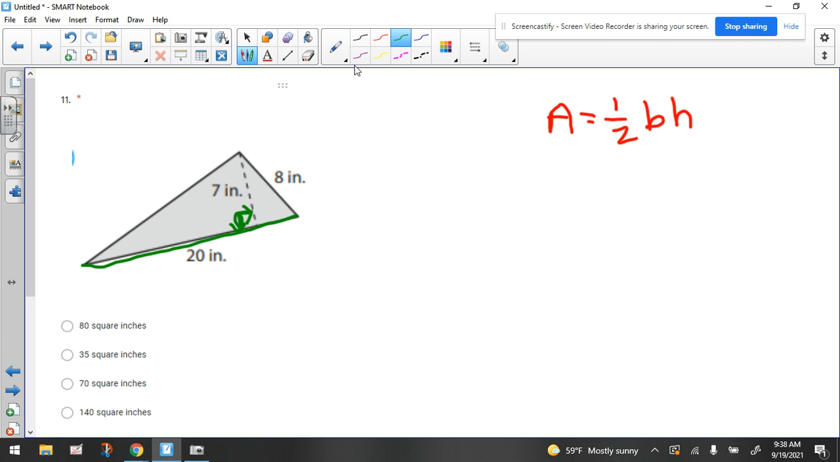And what's perpendicular to that? This dotted line is perpendicular to that. This dotted line right here forms a 90-degree angle to the green line. So that's 7. Let's substitute those numbers in, shall we? So we have area equals half of the base times the height. In this case, we said the base is 20 and the height is 7.